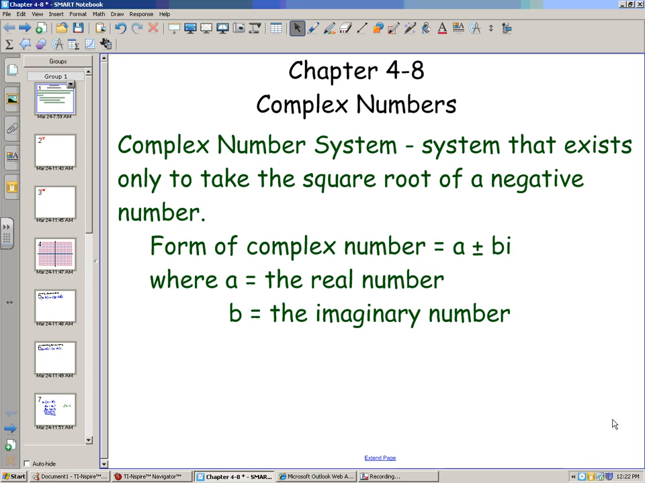Chapter 4-8, complex numbers. The complex number system exists only to take the square root of a negative number. That is the whole point of a complex number system. Do you remember when we did our discriminant, b squared minus 4ac? If it was less than 0, you had no real roots, right? Now, you will have roots. I shouldn't say real, but imaginary, okay?